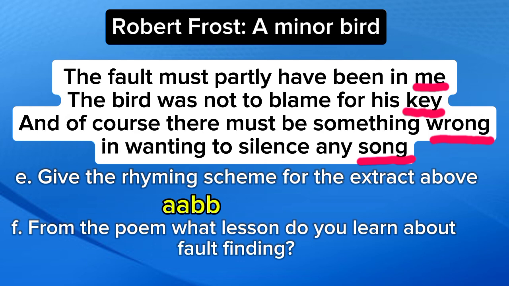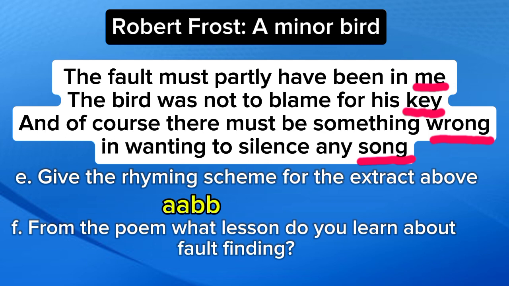Now let us go to the last one. We have the end rhyme being song. Does wrong rhyme with song? Ong and ong. So we can see clearly here that wrong rhymes with song. So we represent the fourth line with another B.